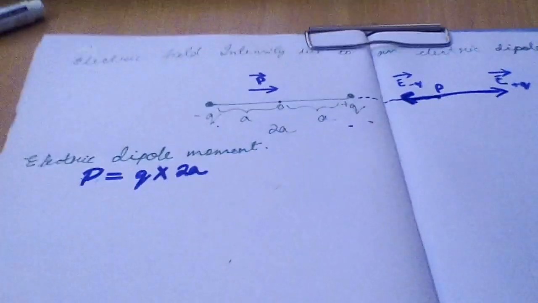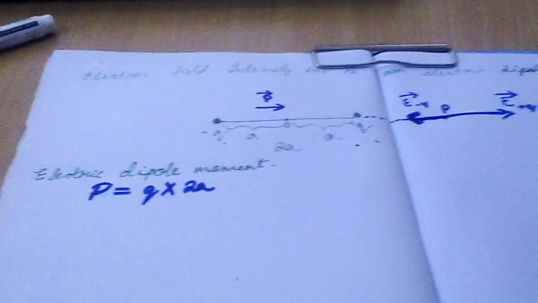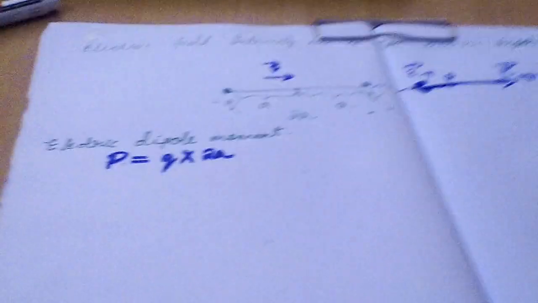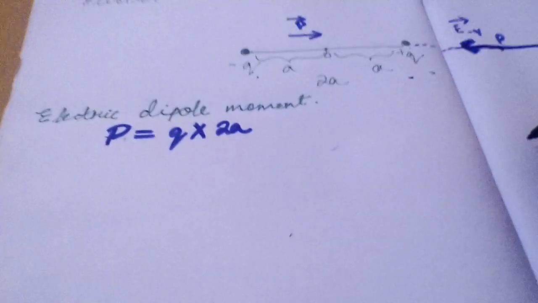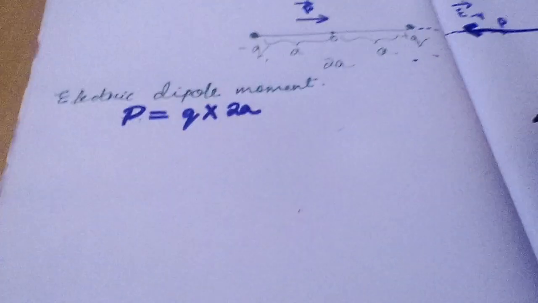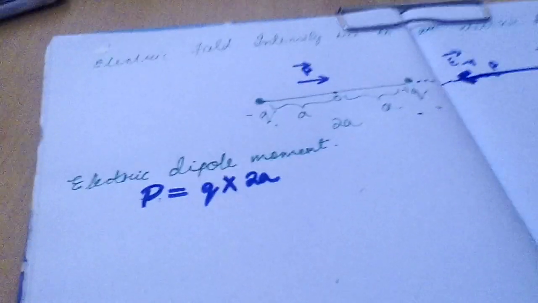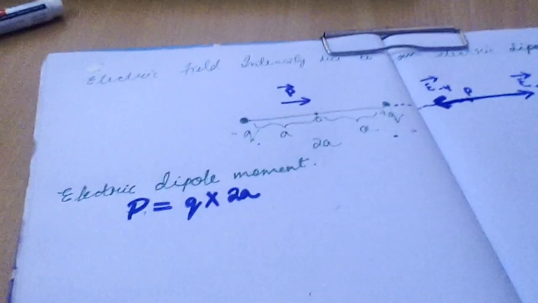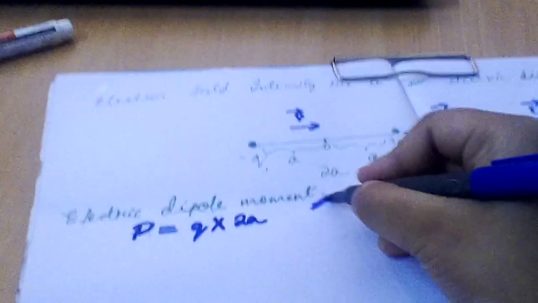Understood? Now, next, what are we going to derive? The expression. For this derivation, there is an important unit vector that we are going to introduce, and that is p cap, which is nothing but the unit vector along the direction of the electric dipole moment.